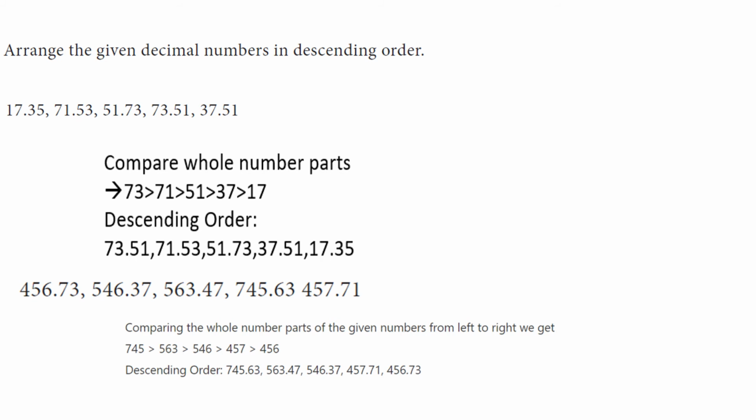456.73, 546.37 and 563.47, 745.63, 457.71. Here also compare the whole number part, all different. So 745 greater, 563 greater, 546 greater, 457 greater, 456. So directly you can write it as descending order: 745.63, 563.47, 546.37, 457.71, 456.73.